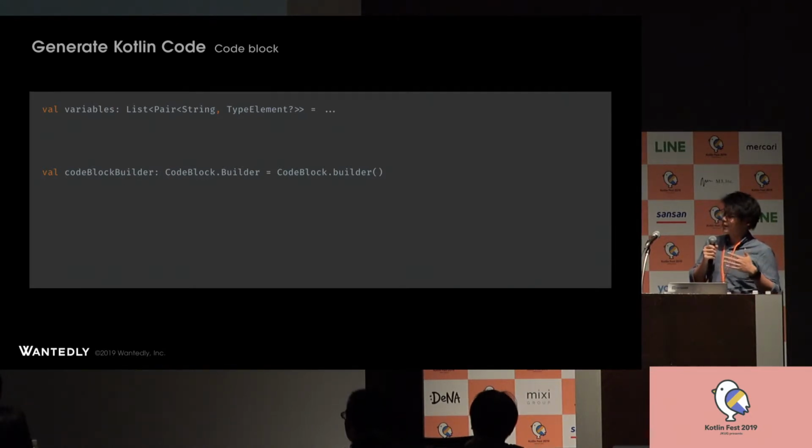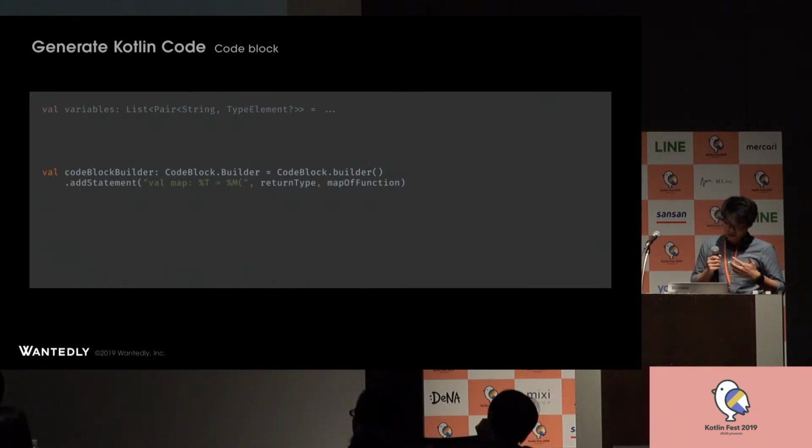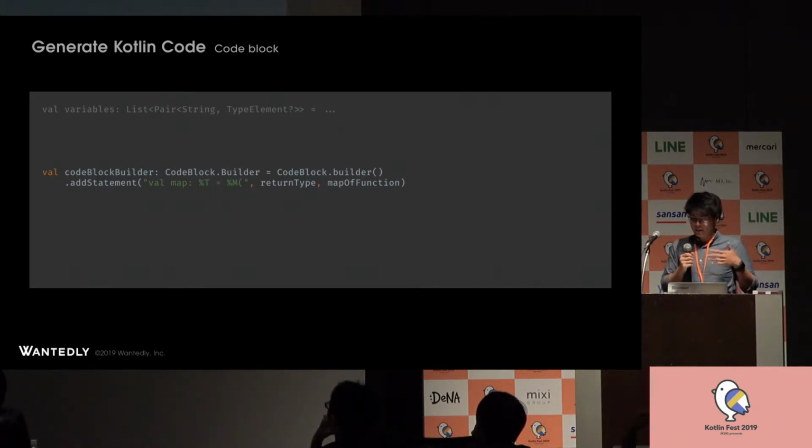CodeBlock is a class that represents a fragment of a Kotlin file, and it can potentially contain declarations, statements, and/or documentation. It heavily makes use of placeholders, and I'll show you what this means. Here I added the statement val map :%T = %M(. %T and %M are placeholders, and they will be replaced by the parameters that you pass to the function, just like String.format.